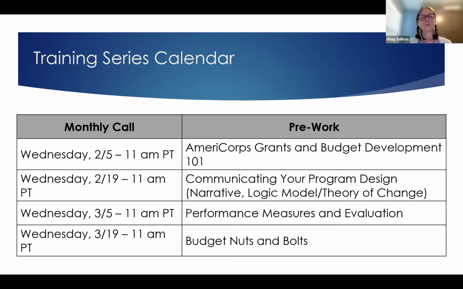And then finally, we want to share with you the training calendar. This is our second session. Our third and fourth will be in March. Our third one will be about performance measures and evaluation, and our fourth one will be about budget nuts and bolts, both of which are before the deadline of the formula application, which is at the end of March. Not the exact end date of March, but towards the end of March.